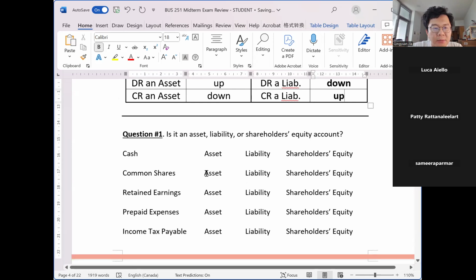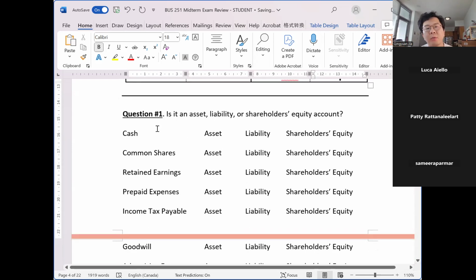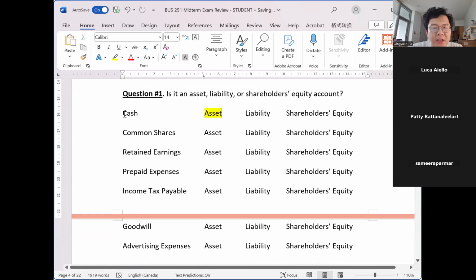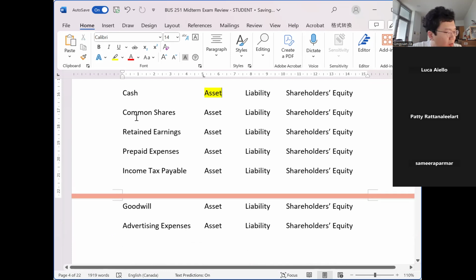And let's move to question one. Is it an asset, liability or shareholders' equity account? So when we see cash, it will be an asset, because cash is a commonly seen asset. You should get very comfortable with this. And second one, the common shares will be shareholders' equity.